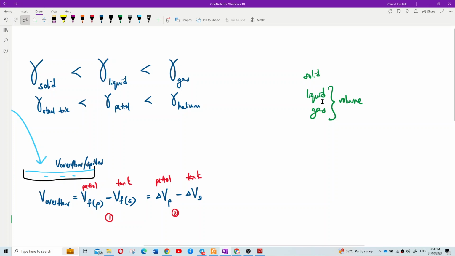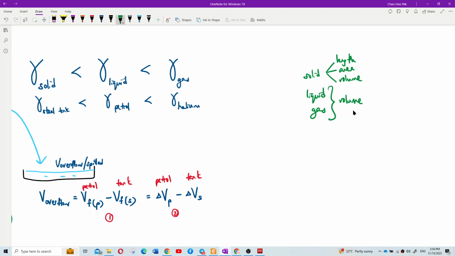And also you cannot say the area of liquid or the area of gas. That means liquid and gas cannot occupy an area. They always occupy a container, occupy a volume. But solid, yes, solid you can have a length. You can measure in length, you can measure in area, you can measure in volume.